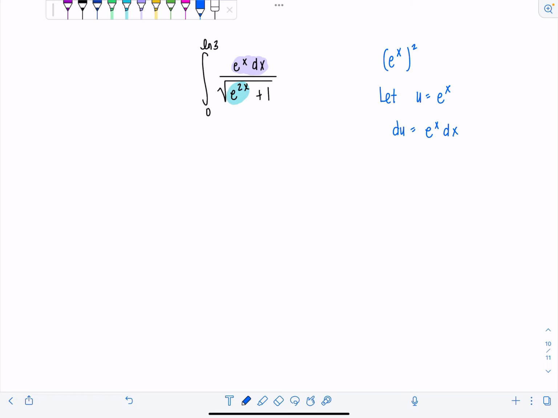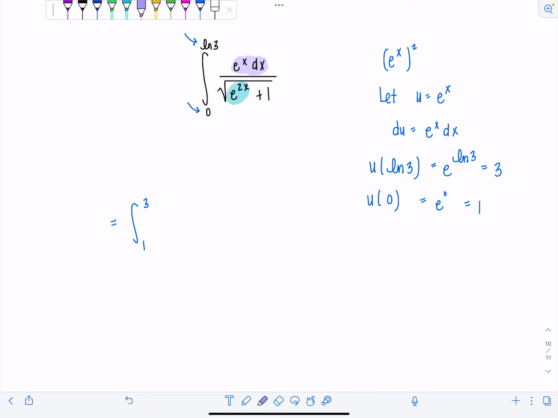Okay, so these limits currently are in terms of x. We've got to switch them over so they're in terms of u. So u of ln of 3, the upper limit, would be e raised to the natural log of 3, that's 3. And then u of the lower limit, 0, would be e to the 0, which is 1. So now we can just rewrite this entire integral in terms of u. So we'll have a definite integral now from 1 to 3.